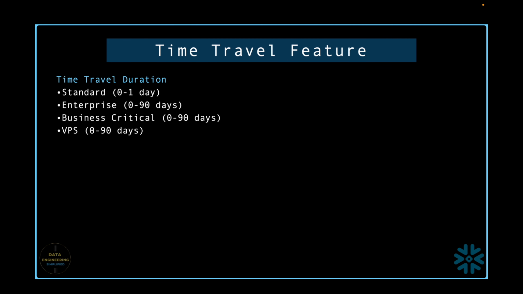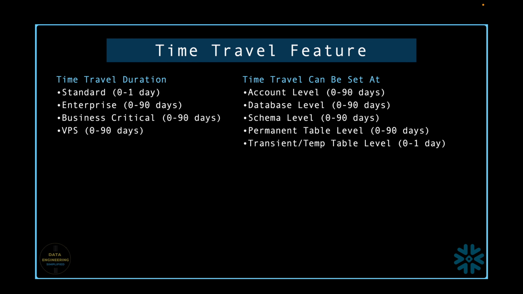The time travel parameter can be set at the account level, database level, schema level, and table level. If it is not set, then the value is inherited from the parent object. So a table will inherit from the schema, the schema will inherit from the database, and the database will inherit from the account. The default time travel duration at the account level is 1 day, be it Standard edition or Enterprise or higher. And if not changed, all the objects that support time travel get the default value, which is 1.